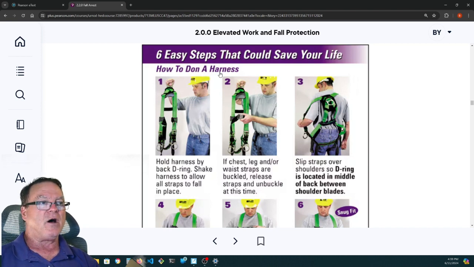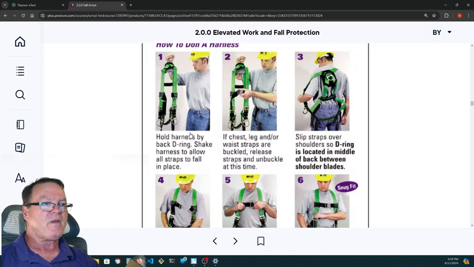And here it says how to don a harness. Hold the harness by the back D-ring. Shake the harness to allow all the straps to fall into place. If chest, leg, and or waist straps are buckled, release the straps. Slip the straps over your shoulders so the D-ring is located in the middle of the back between the shoulder blades. That's where it goes. That's where you want it.